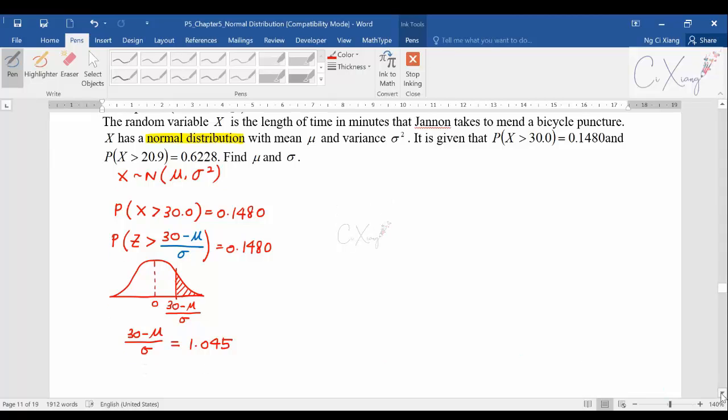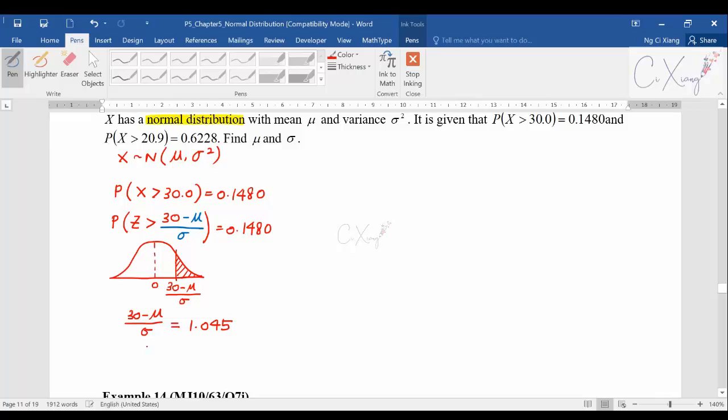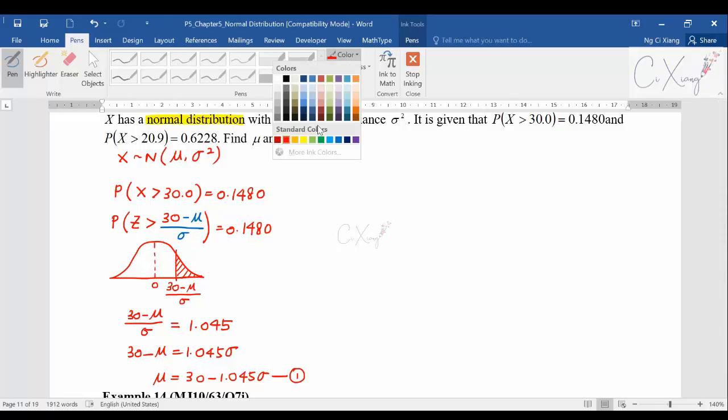Okay, so you should get this value 1.045, and then 30 minus mu over sigma should be 1.045. To make my calculation easier later, I will make mu the main subject. All right, now you have the first equation. This first equation is not enough to find mu and sigma. Of course, you need to form a second equation. So where can you form the second equation?